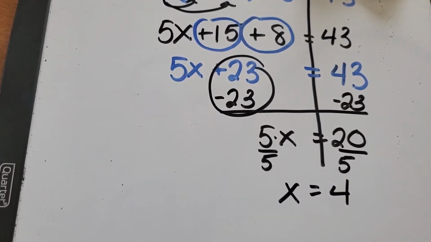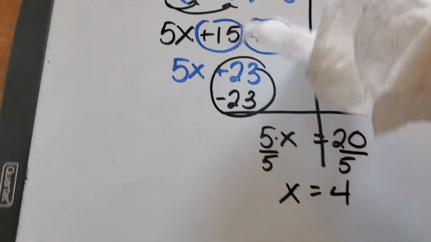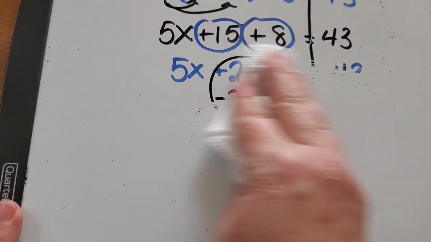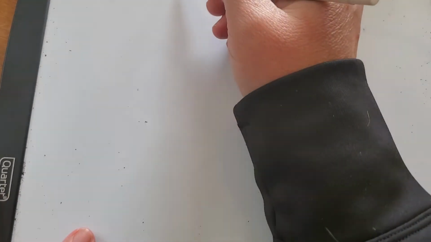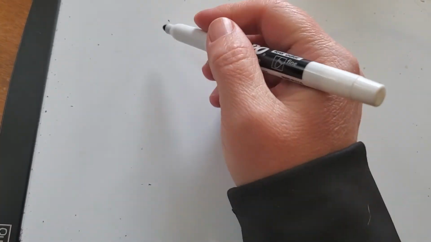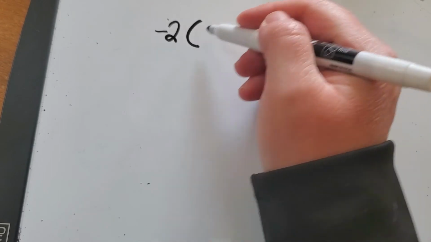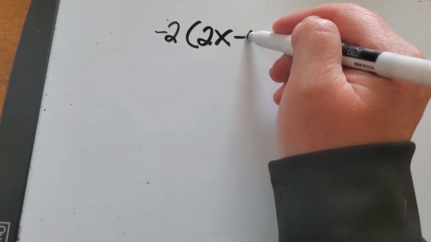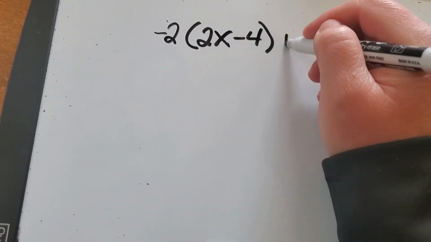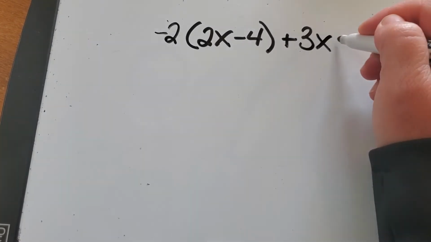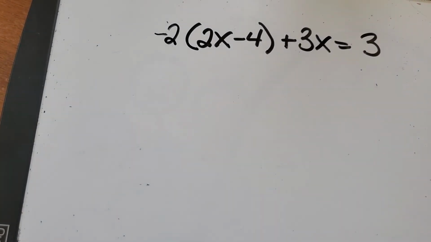Let's do one more equation that has both like terms and parentheses. So we have negative 2 times 2x minus 4 plus 3x equals 3. Now this one you have to be careful.